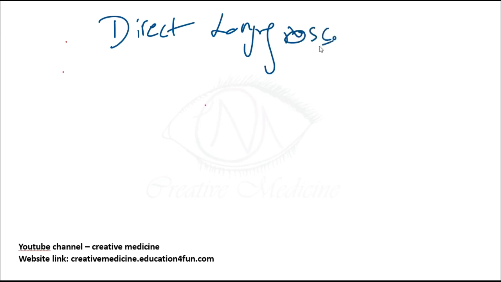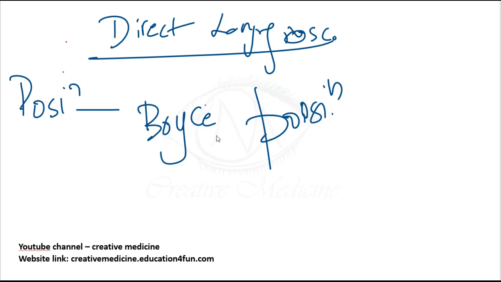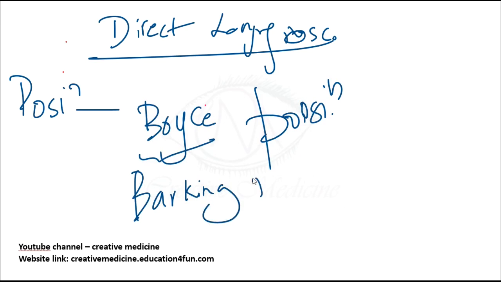Next, we will do direct laryngoscopy, and on direct laryngoscopy we will see important points. First, what is the position? Direct laryngoscopy is done in a position called Boyce position. Boyce position is also called barking dog position, where you do direct laryngoscopy.